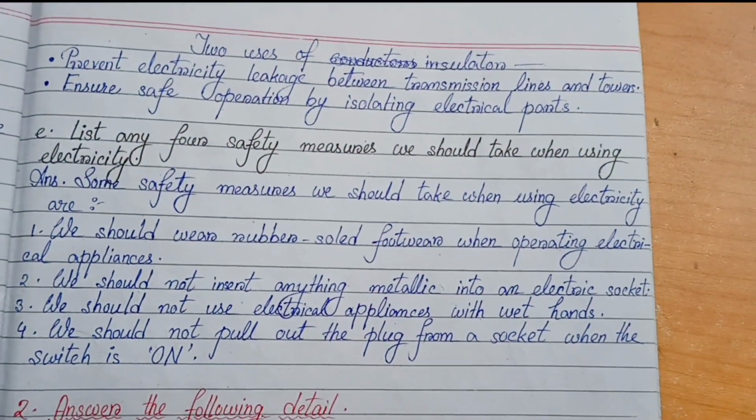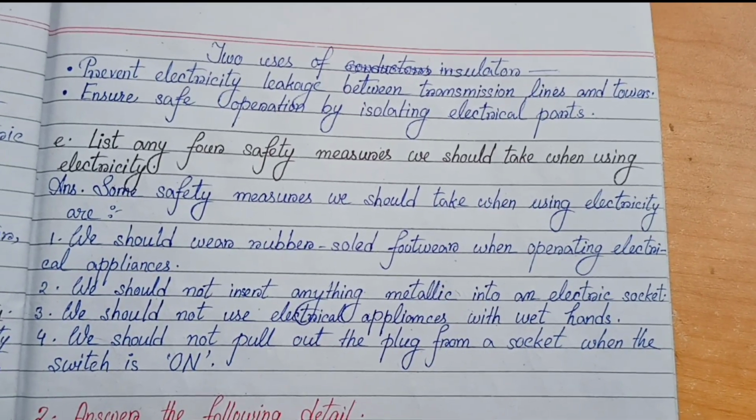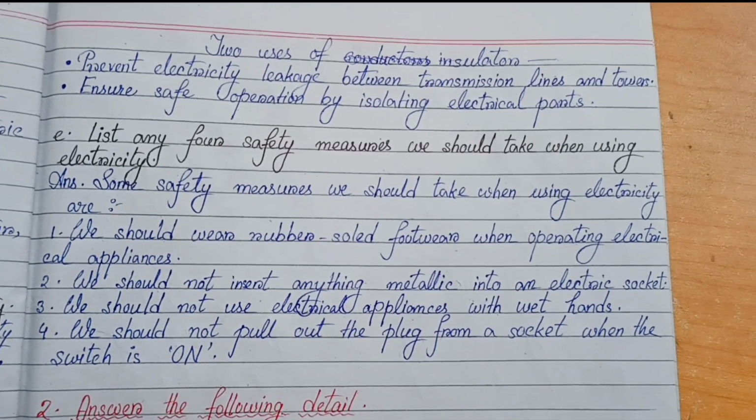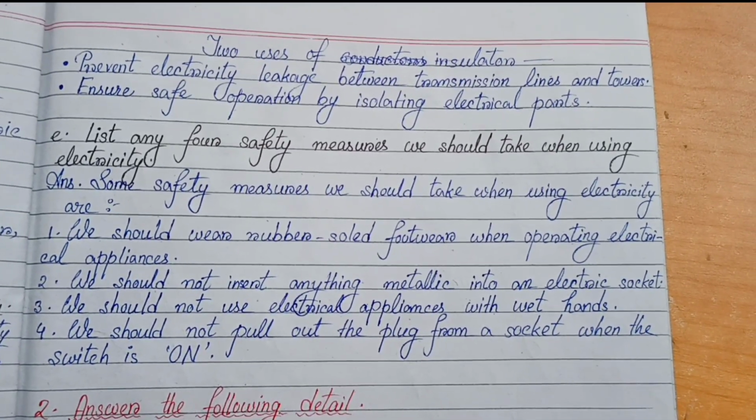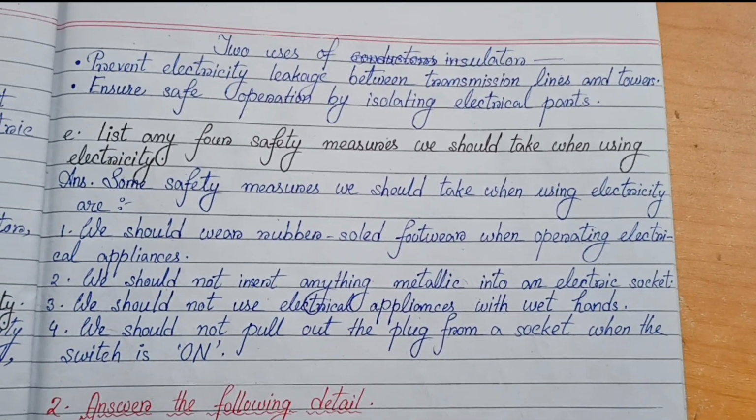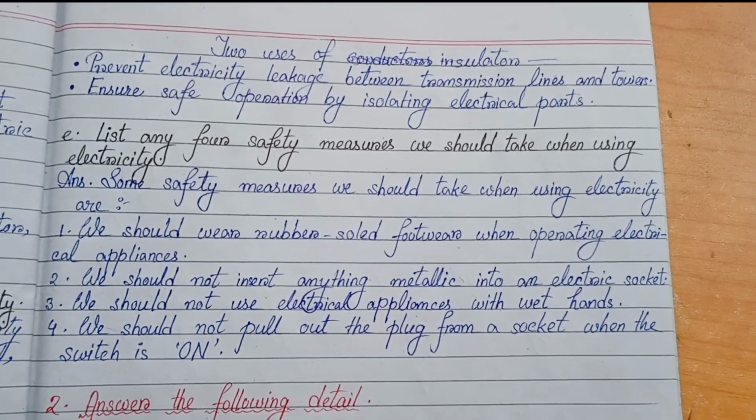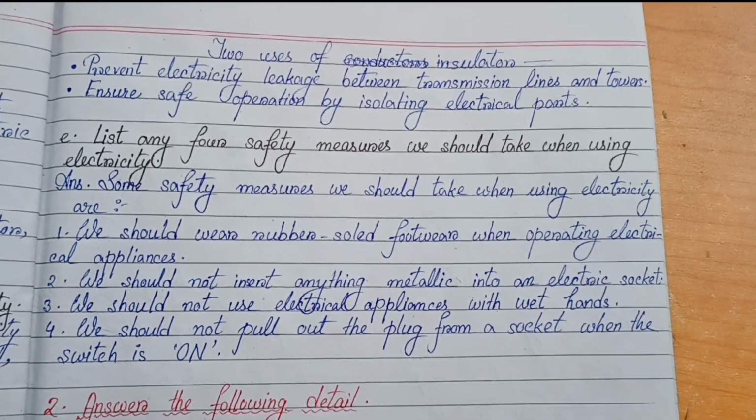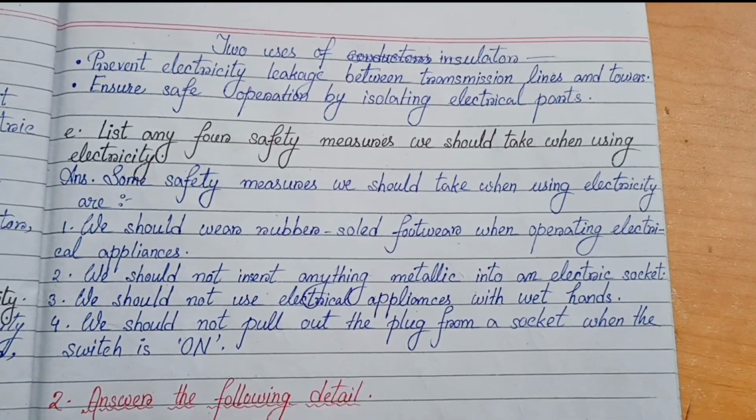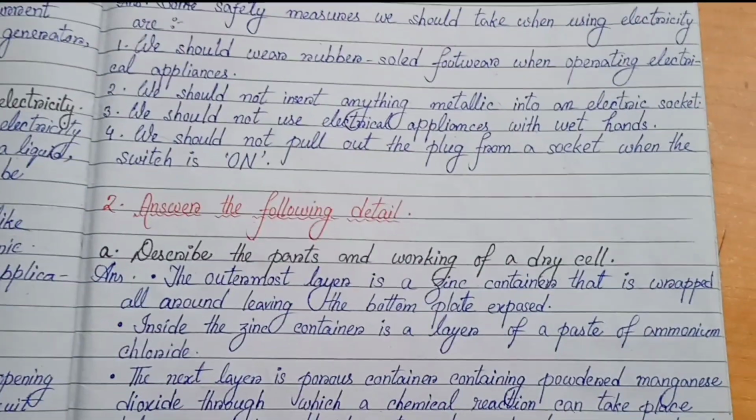Number E, list any four safety measures we should take when using electricity. Some safety measures we should take when using electricity are: number one, we should wear rubber soled footwear when operating electrical appliances. Number two, we should not insert anything metallic into an electric socket. Number three, we should not use electrical appliances with wet hands. Number four, we should not pull out the plug from a socket when the switch is on.